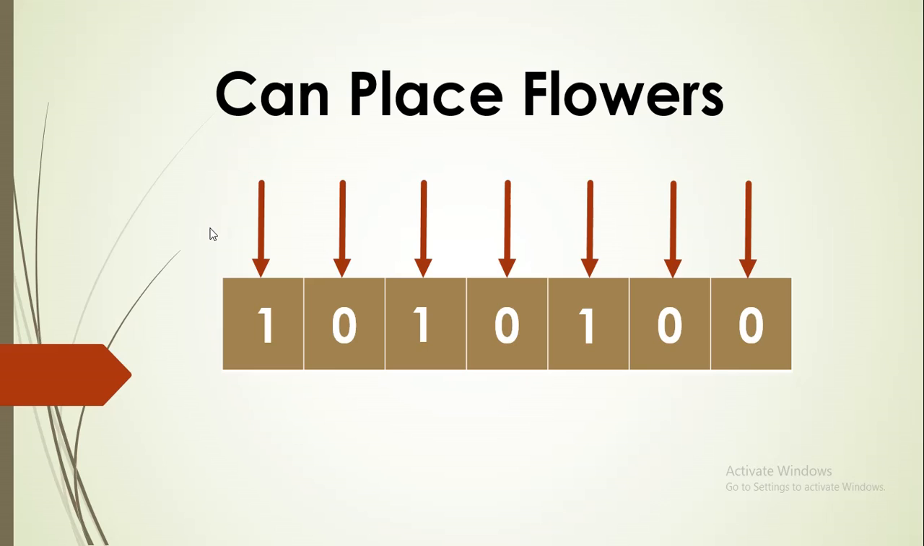Then finally we have an empty position, and its left one is empty, but it doesn't have a right one, so we can still go ahead and plant. So the answer will be 4 here. So we can plant a maximum of 4 plants here.